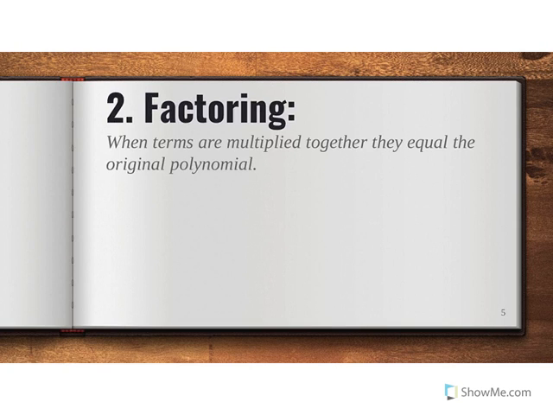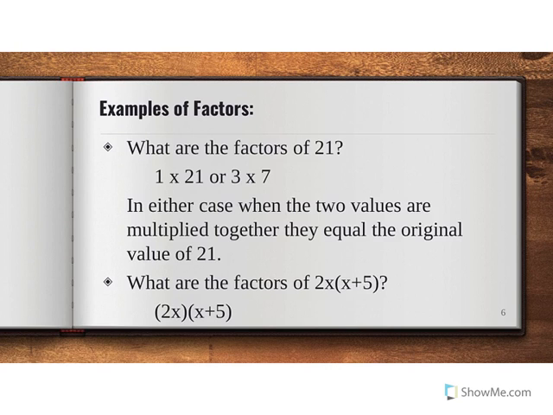Our second term is factoring. This is when terms are multiplied together, they actually equal the original polynomial. Some examples of factors: we learned this back in elementary school. The factors of 21, you see that 1 times 21 gets you back to your final answer. Or you could use 3 times 7, that also, when multiplied, gets you back to your actual answer of 21. In either case, when you multiply those two values together, they equal the original value.